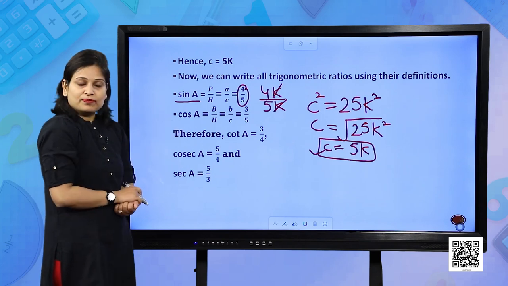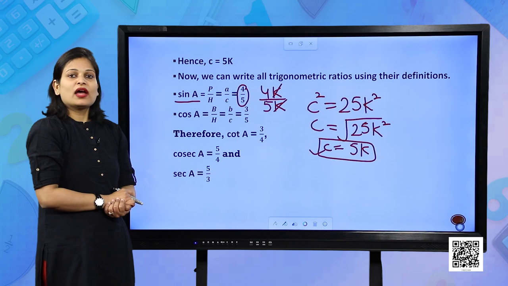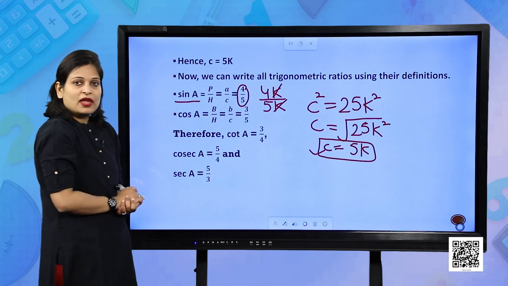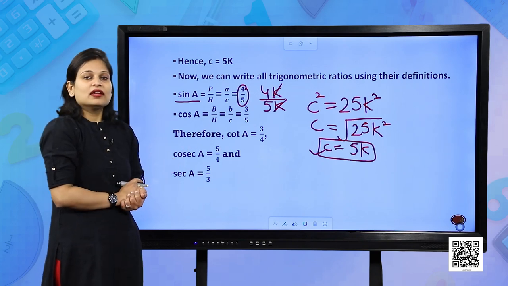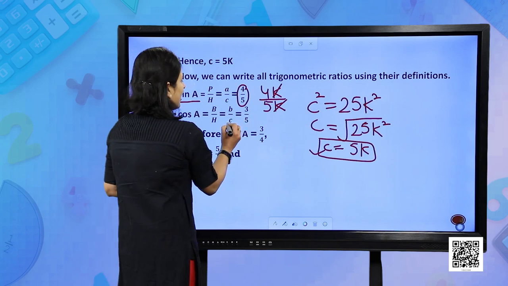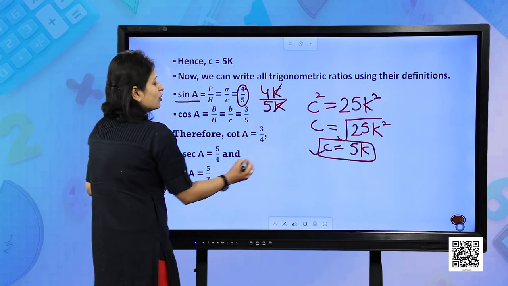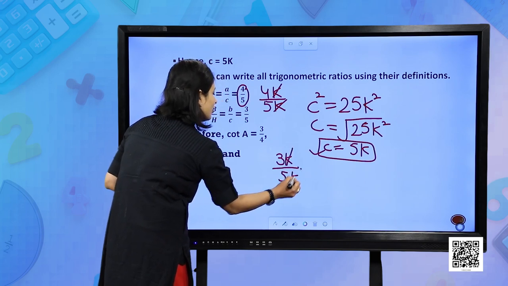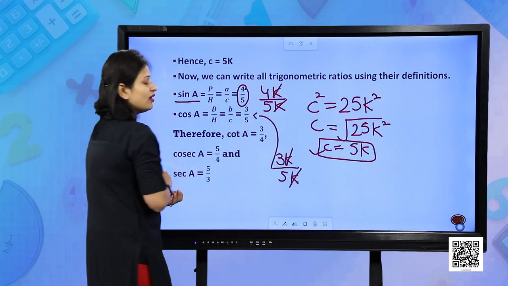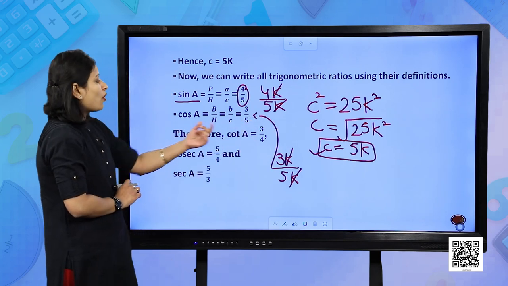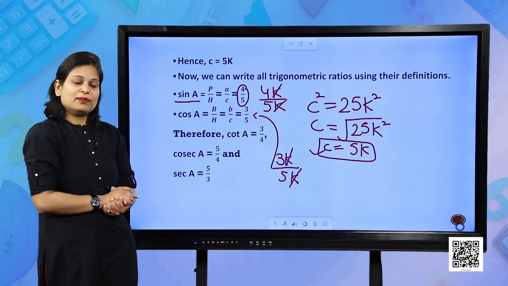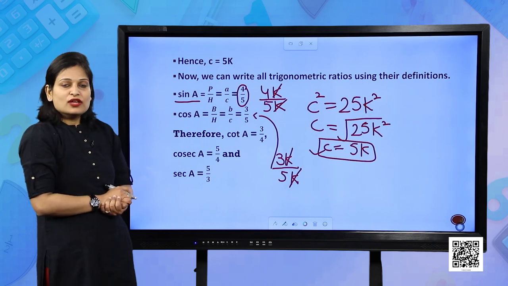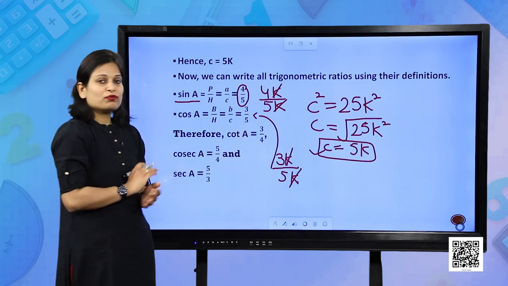Now, cos A. Cos A is what? Base upon hypotenuse. Base is what? b. Hypotenuse is what? c. And you know the value of b as 3k and the value of c as 5k. So, 3k upon 5k. When you cancel out k, you will get 3 by 5. For cot A, it is basically the reciprocal of tan A. And the value of tan A was given as 4 by 3. So, 1 upon tan A, you will get 3 by 4.